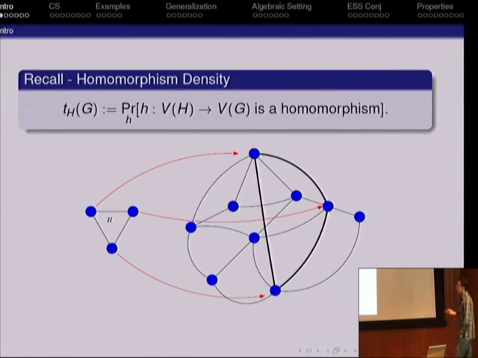Okay, so let me just introduce the notations that we have seen several times in this conference so far. I'll use a slightly different notation: for a fixed graph H, I'll denote by T sub H of G this usual homomorphism density. So we look at the random maps from the vertices of the small graph H to the big graph G, and we are interested in the probability that this preserves adjacencies. So it's a graph homomorphism.